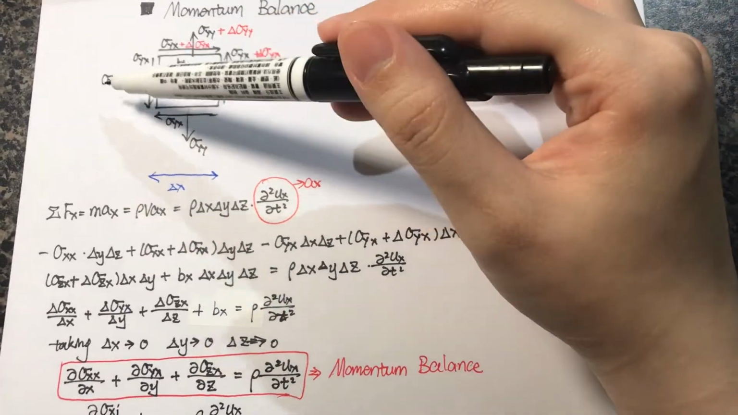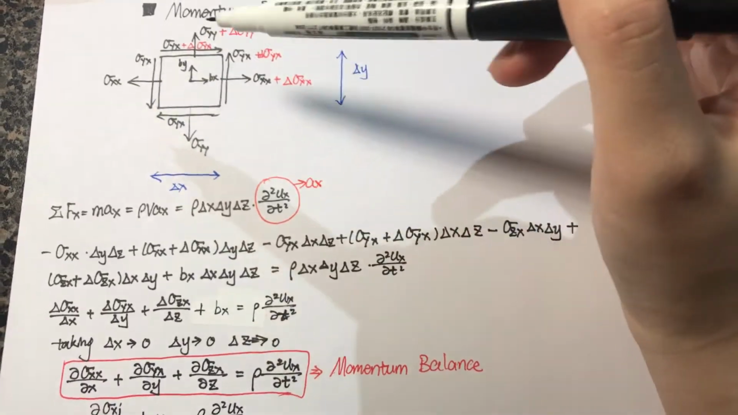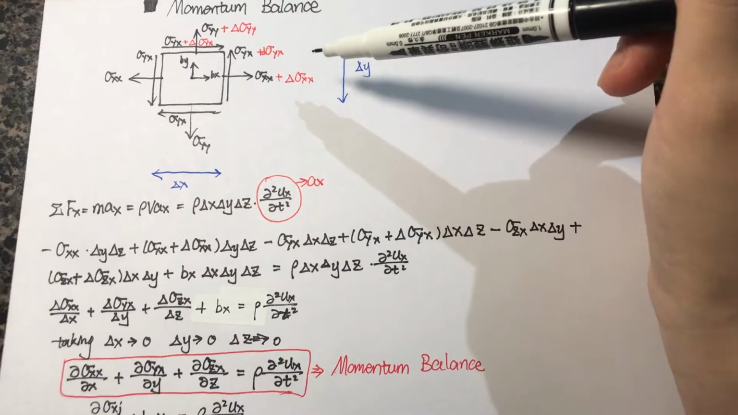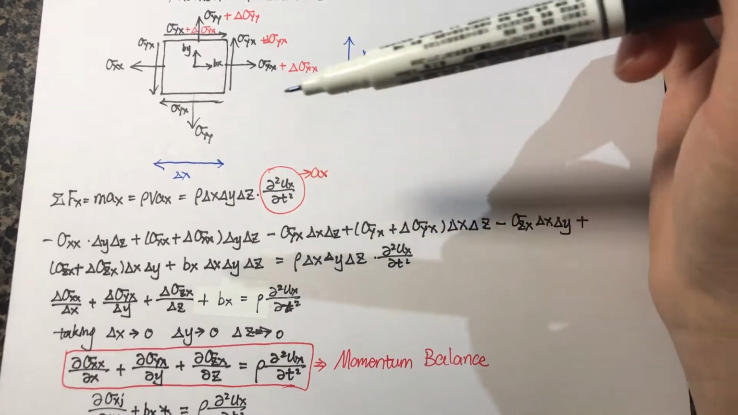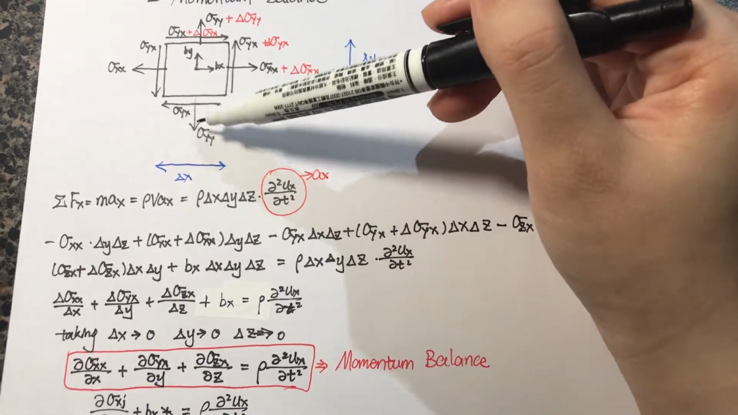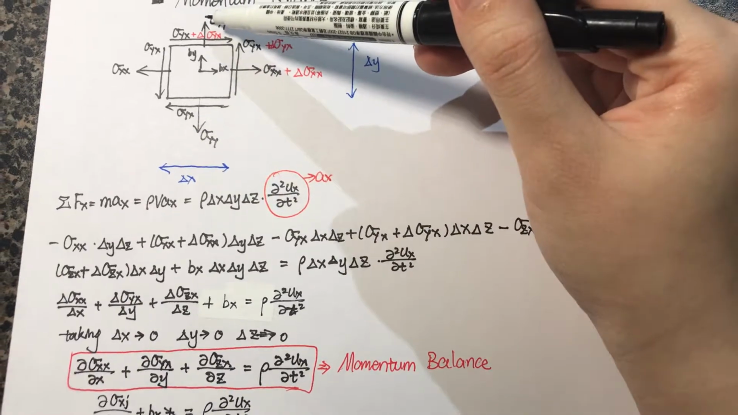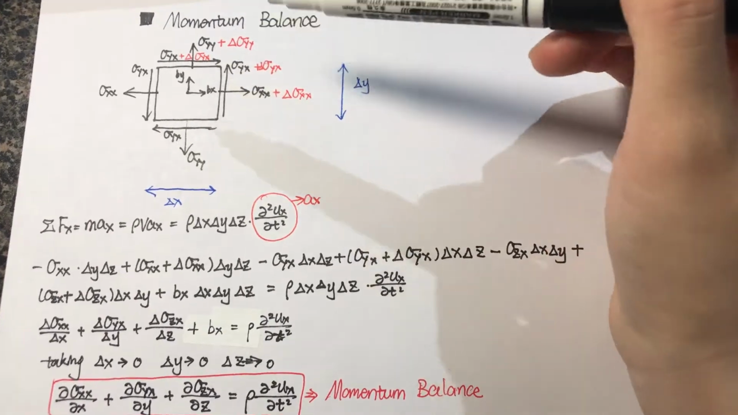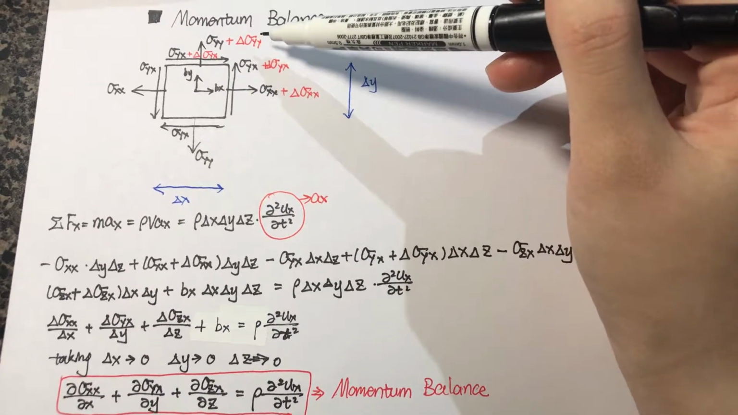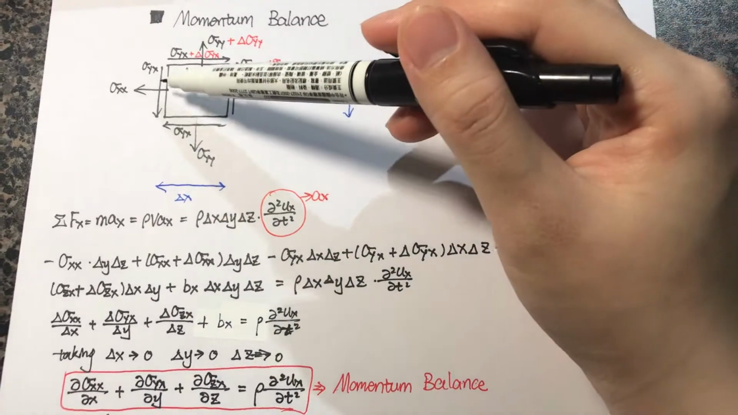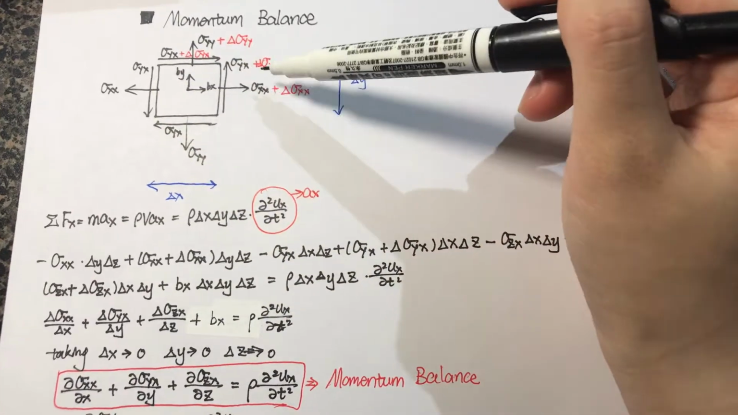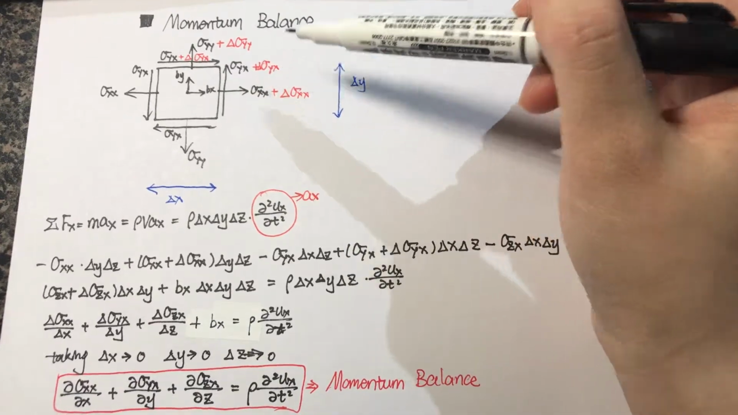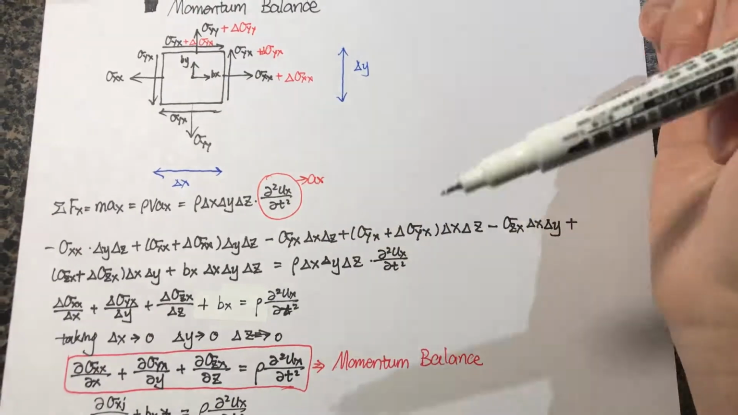On the left side, I have sigma xx. On the right side, I have sigma xx plus delta sigma xx. And same for this one, I have sigma yy, but on this side, I have sigma yy plus delta sigma yy. And also for the shear stress, this one becomes sigma yx plus delta sigma yx.